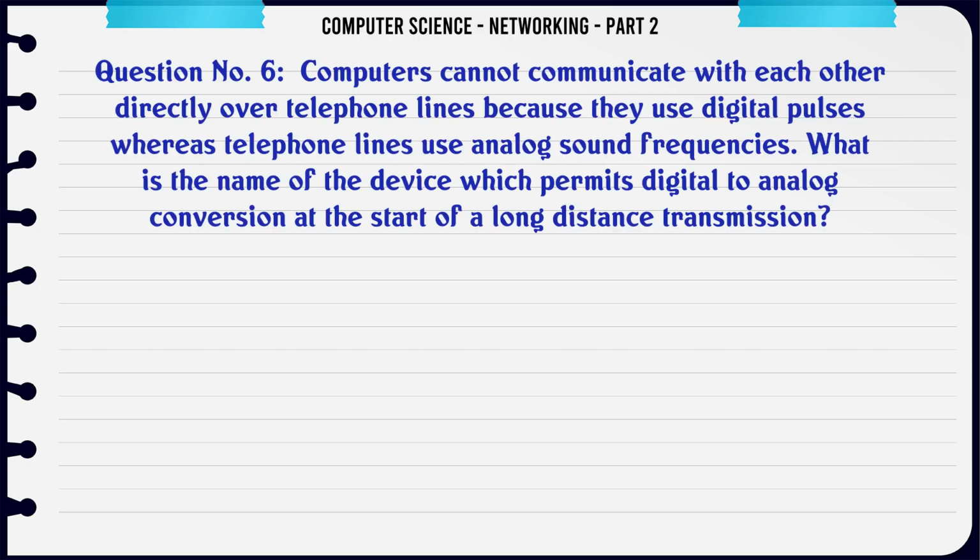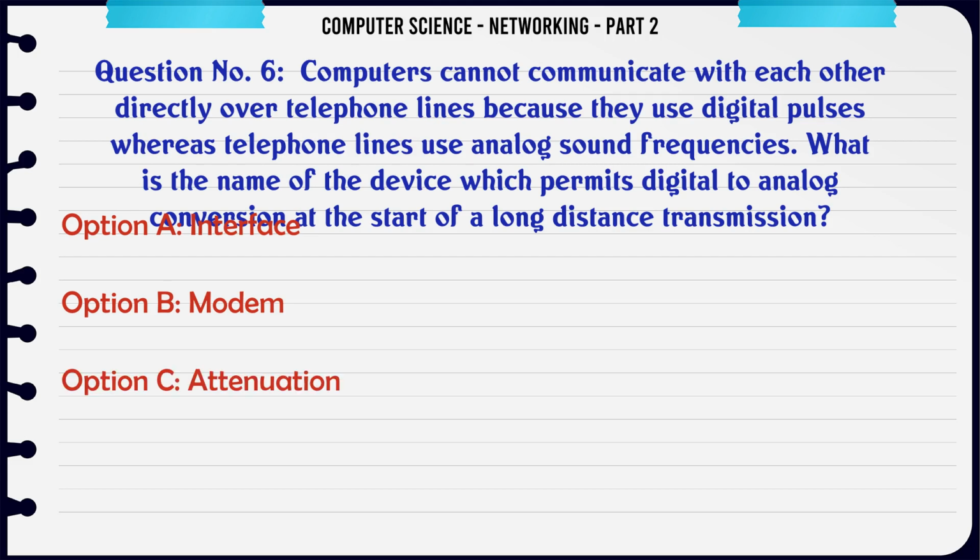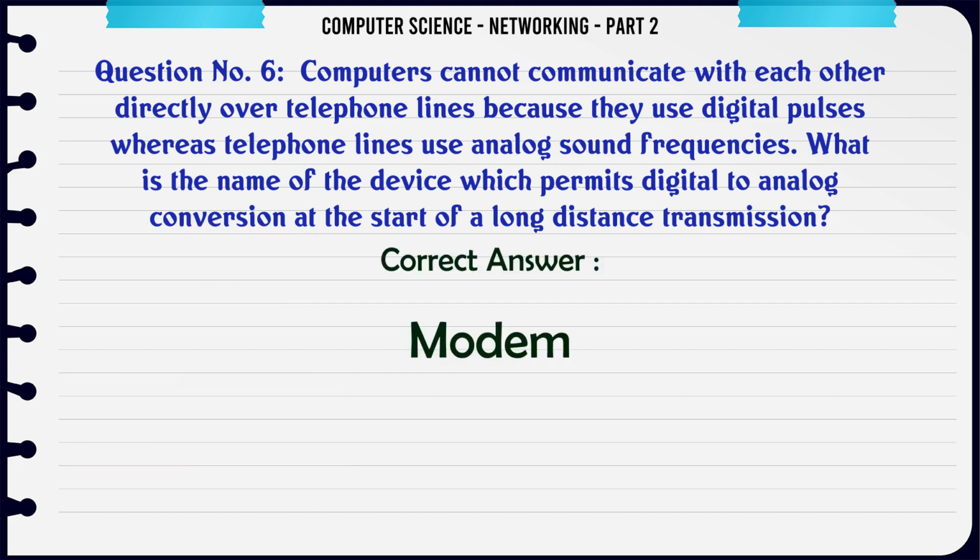Computers cannot communicate with each other directly over telephone lines because they use digital pulses, whereas telephone lines use analog sound frequencies. What is the name of the device which permits digital to analog conversion at the start of a long-distance transmission? A. Interface. B. Modem. C. Attenuation. D. Teleprocessor. The correct answer is modem.